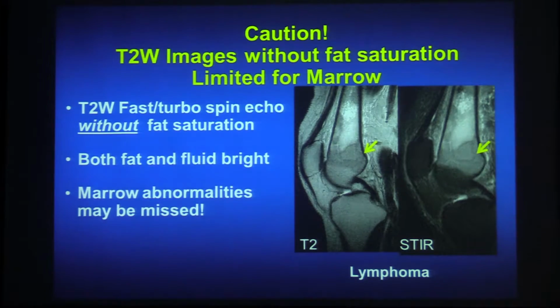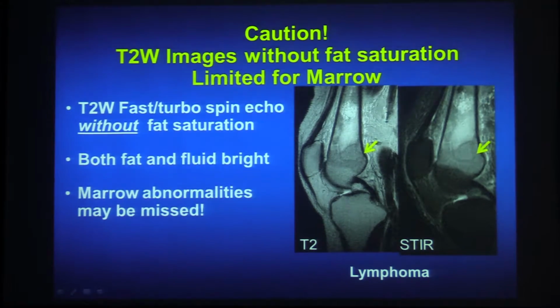The other thing to be aware of, to be careful of, is that T2 weighted images that don't have fat saturation are not really that good for marrow. You can get into trouble. So here is a T2 weighted image without fat saturation, and here is a T2 weighted image with inversion recovery fat saturation. So the problem is that most imaging that we're doing now, T2 weighted imaging, is based on fast spin echo or turbo spin echo techniques, and on those techniques both fat and fluid tend to be bright, and so it's easy to overlook marrow abnormalities.